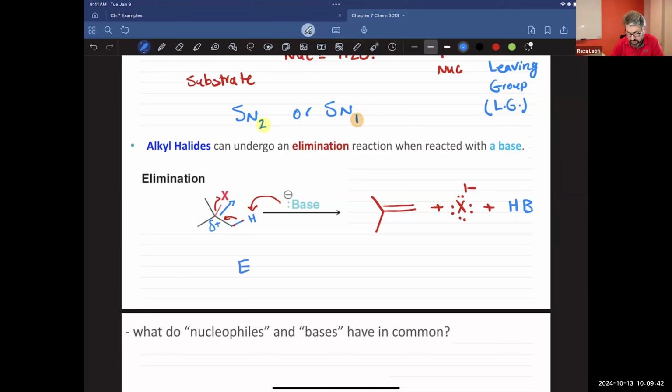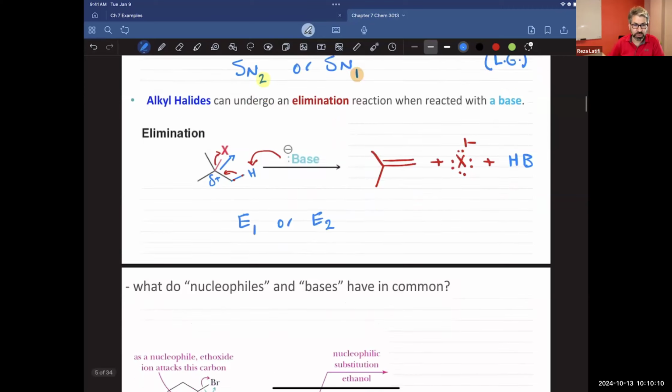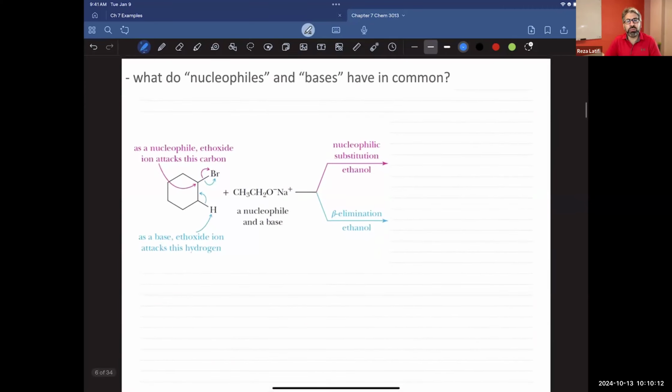In the elimination, we show it by E. It depends, again, how many particles are involved inside the transition state. It can be E1 or E2. E1, the molecularity or number of particles that are involved inside the transition state, will be 1. E2, you will have 2 of them. And so that means for E2, the rate of the reaction is subject to concentration of 2 components.